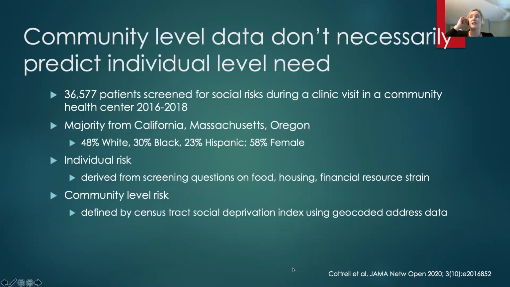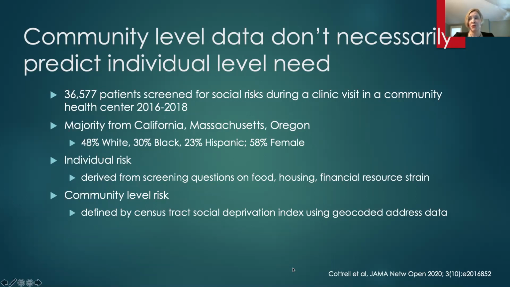But despite the importance of this community level data for understanding the needs of the community and for informing community level interventions, community level data don't necessarily predict individual level risk and social need particularly well. One study used OCHIN data, which is a collaborative of community health centers sharing their electronic health record data that are mostly located in California, Oregon, and Massachusetts. Over 36,000 patients were screened for social risks and answered at least one question on food, housing, or financial resource strain.